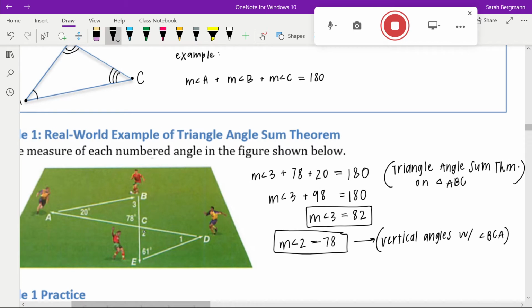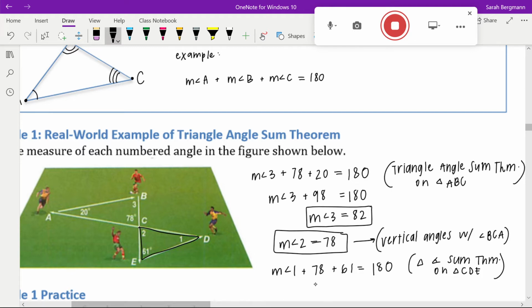Now I can use triangle angle sum theorem on triangle CDE. I know that all the angles in triangle CDE must add up to 180. Combine the like terms. And subtract 139 on both sides. You should get that measure of angle 1 equals 41.